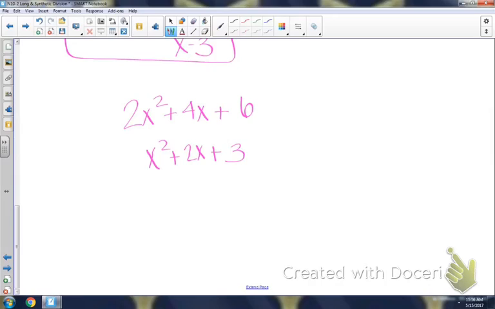So make sure that you're doing that on your assignment. Also on your assignment, it'll tell you long division or synthetic, so make sure that you're using the correct method.